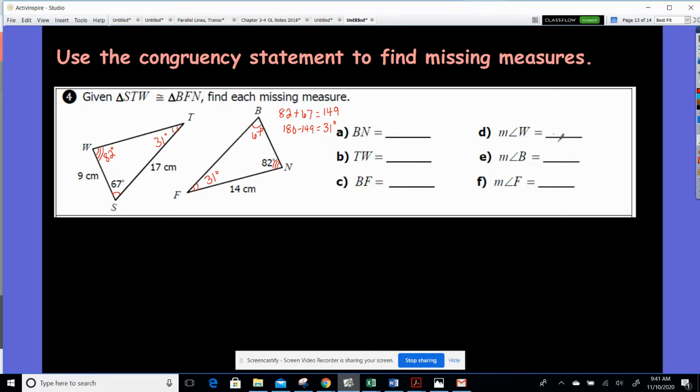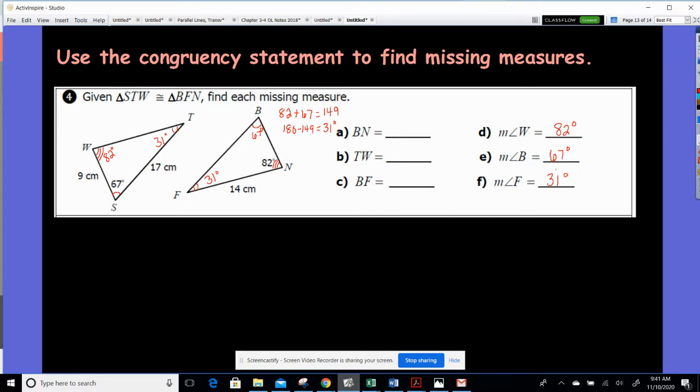So, we could come over here on the side and it says angle W is 82. The measurement of angle B is 67 because it corresponded with S. And the measure of angle F is 31. We use that triangle angle sum theorem to figure that out.